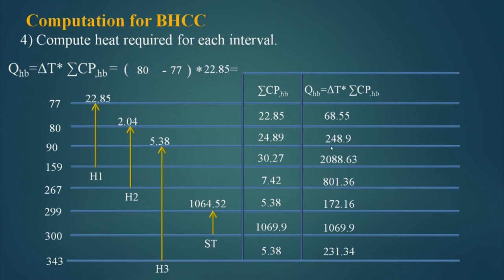Similarly, we can fill up the heat required for each interval, and we should remember that this is all we are doing for hot streams and hot utility, and we are computing data for BHCC, and once this data is ready, we will plot the balanced hot composite curve.